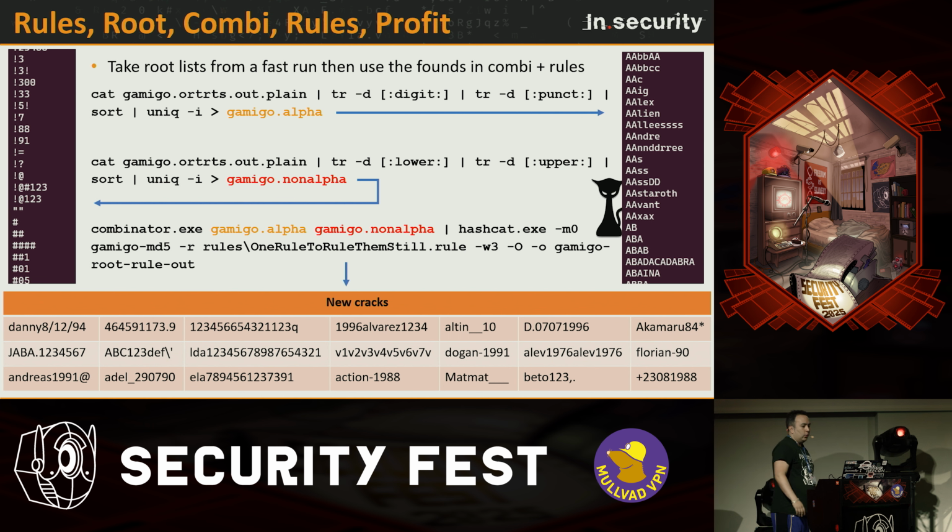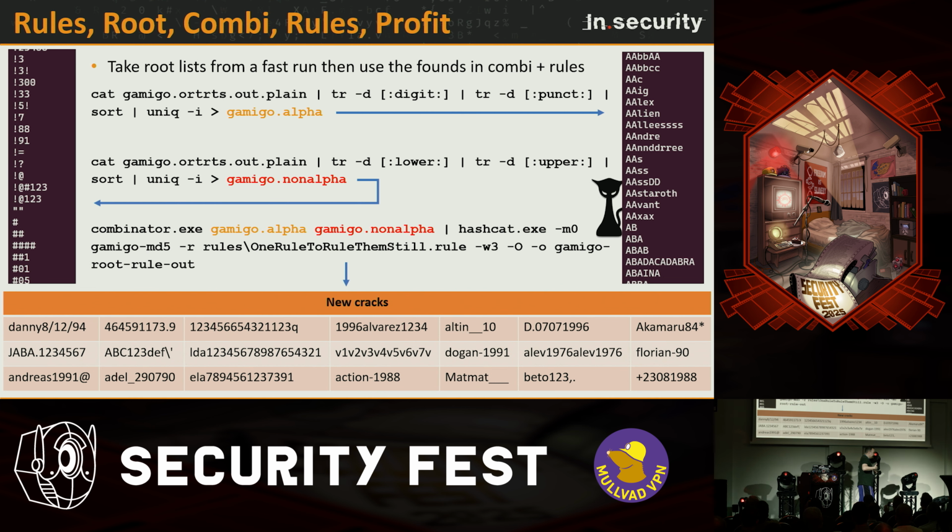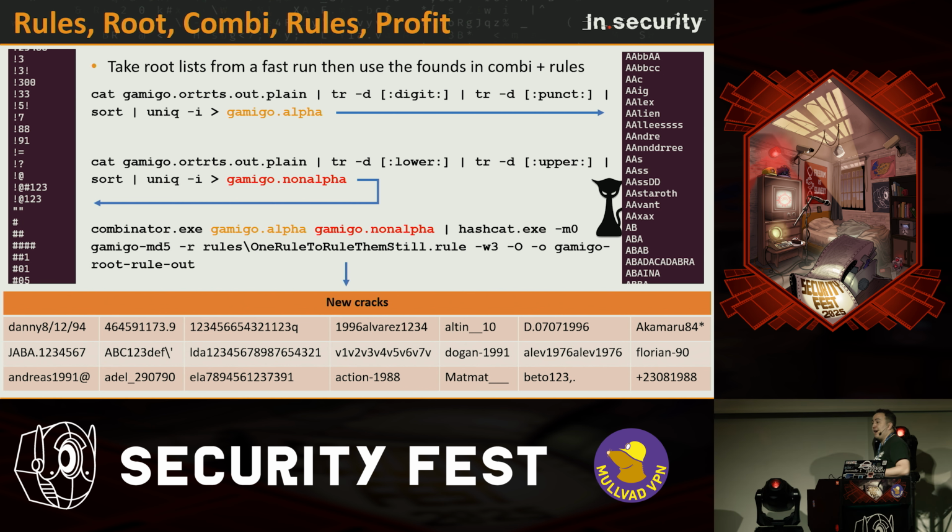Okay, rules root, combi rules profit. That's the best way I could get this into a slide. Nice little attack, probably not used as much as it should. You've done a fast run at an AD dump, a data breach, whatever you're going at. So you've probably done RockYou, everyone loves RockYou, and you've used a rule set, and now you've got a load of founds in your pot file. What you want to then do is take those founds, mangle them.